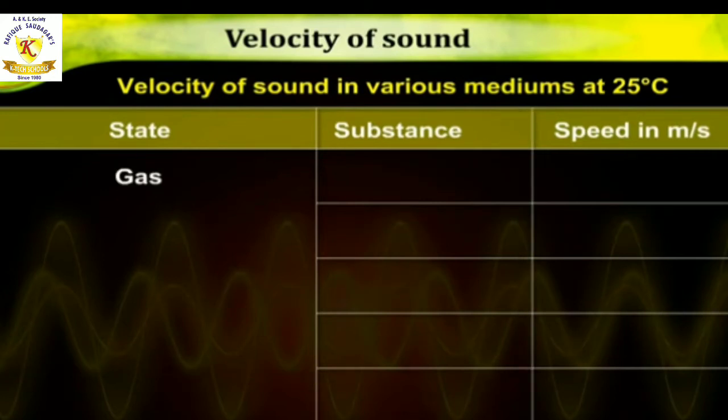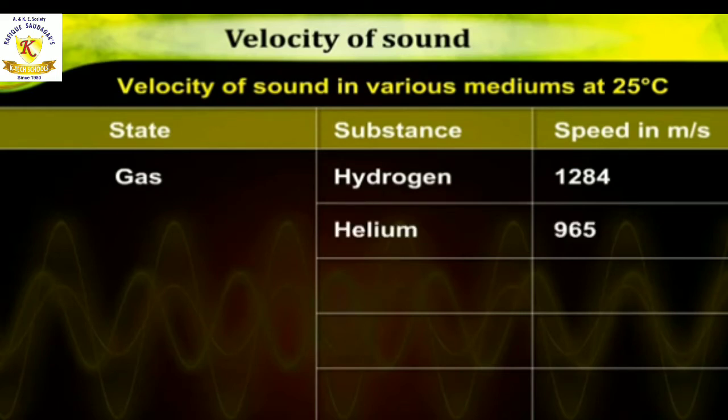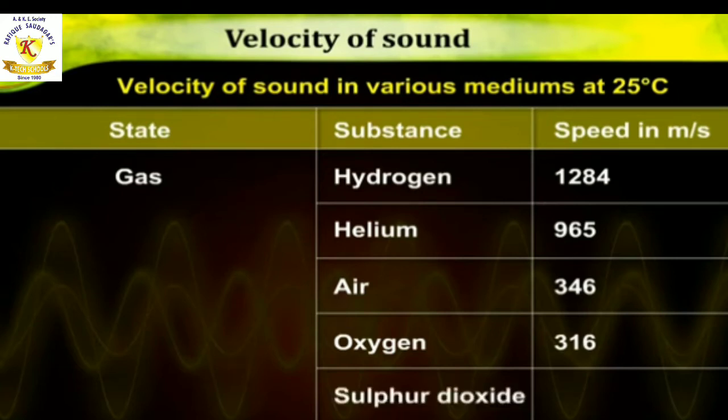Let's see the next, that is the gas state. The substance is hydrogen and the speed is 1284 meter per second. Helium, 965 meter per second. Air, 346 meter per second. Oxygen, 316 meter per second. And sulfur dioxide, 213 meter per second. Okay, let's see the next, reflection of sound.